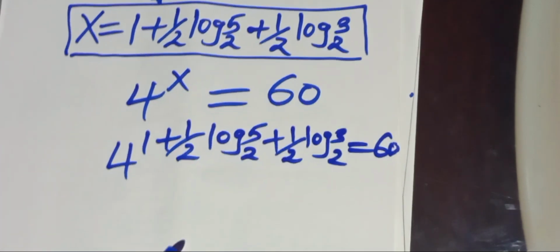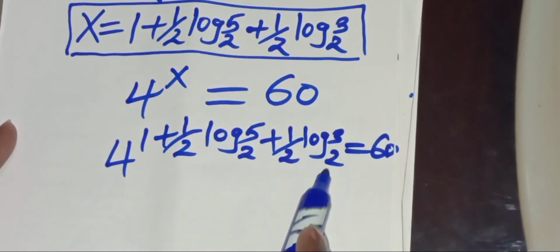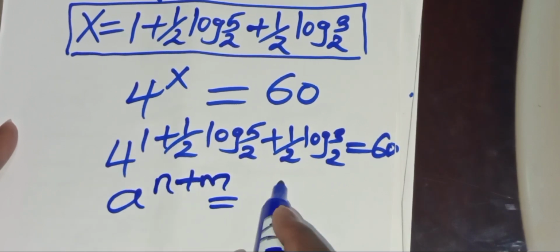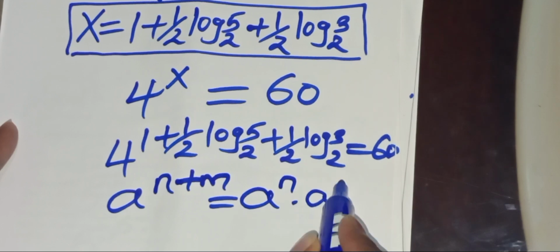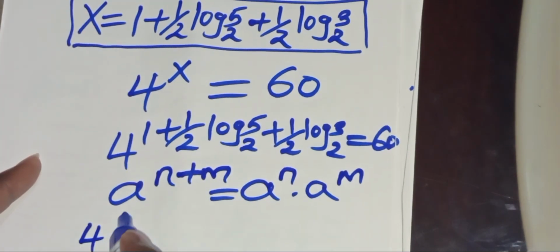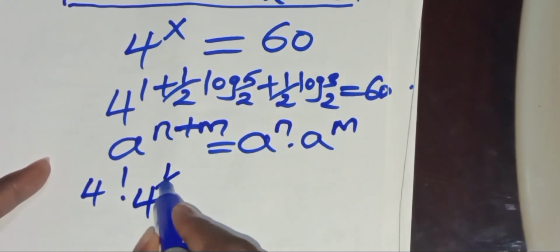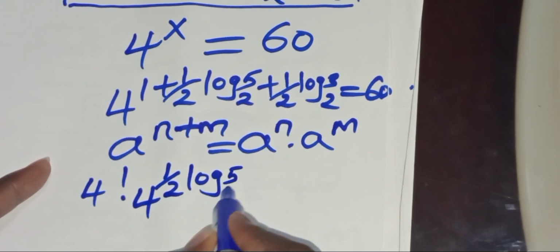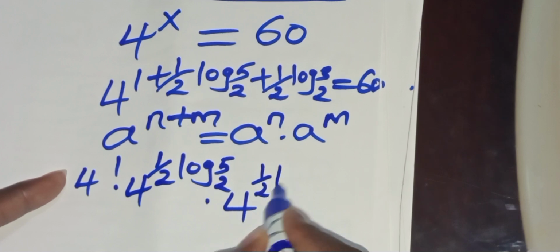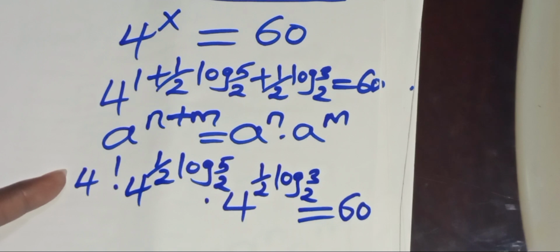Now we can express this, 4 to power 1 plus half log 5 to base 2 plus half log 3 to base 2, which is in the form of a to power n plus m, as a to power n multiplied by a to power m. So we're going to have 4 to power 1, multiplying by 4 to power half log 5 to base 2, multiplying by 4 to power half log 3 to base 2. This should give us a value of 60.